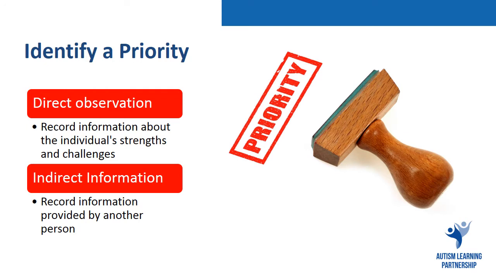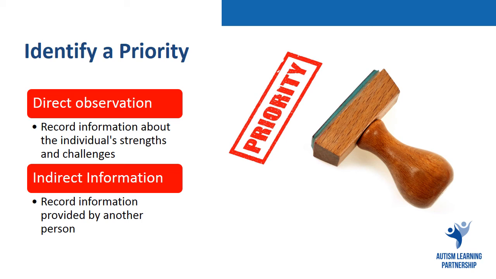Let's take a closer look at each of the steps we've just talked about. To target a priority, it is important to be aware of the strengths and challenges of the individuals we're working with. This information can be obtained through direct observation, or through interviews or discussions with people who work directly with the individual. Direct observation is always recommended because it allows you to see the individual's behavior with your own eyes.